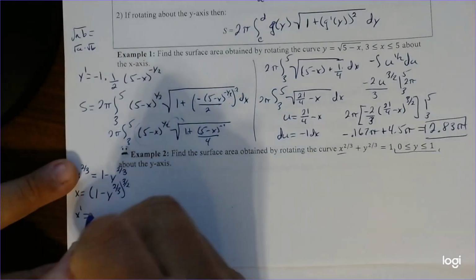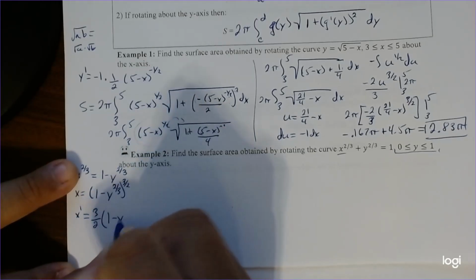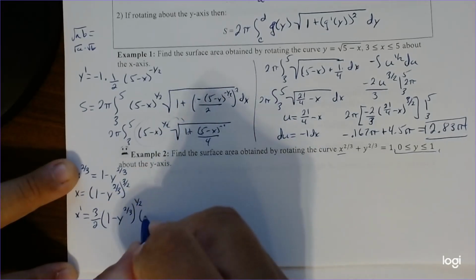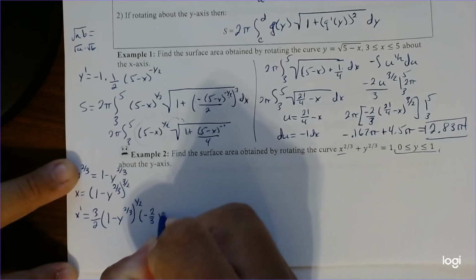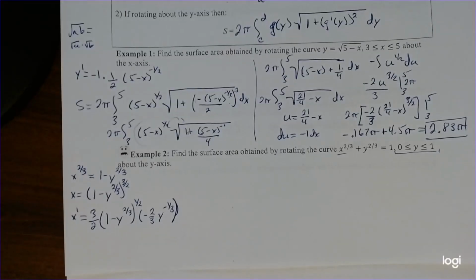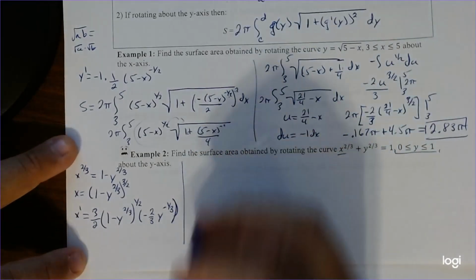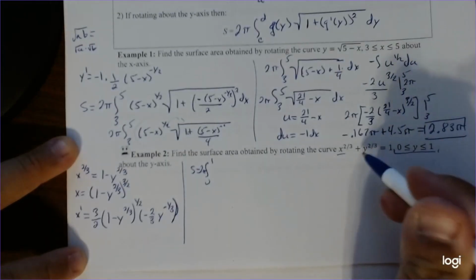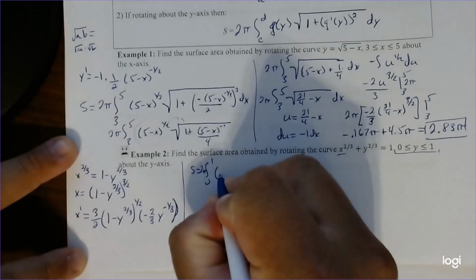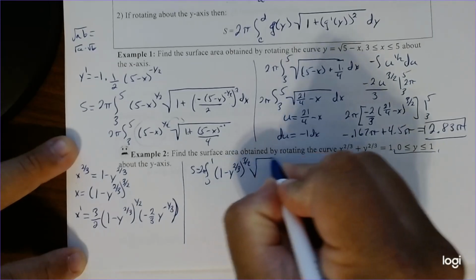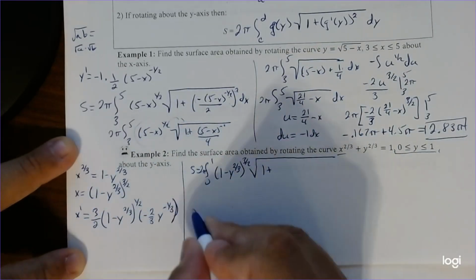So derivative of the outside times the derivative of the inside. Gives me that. And now we plug it into our equation. So surface area is equal to the integral from 0 to 1, 2 pi out here, of our original function. So this is our original function here, 1 minus y to the 2/3 to the 3/2 times our arc length. So all of this squared.